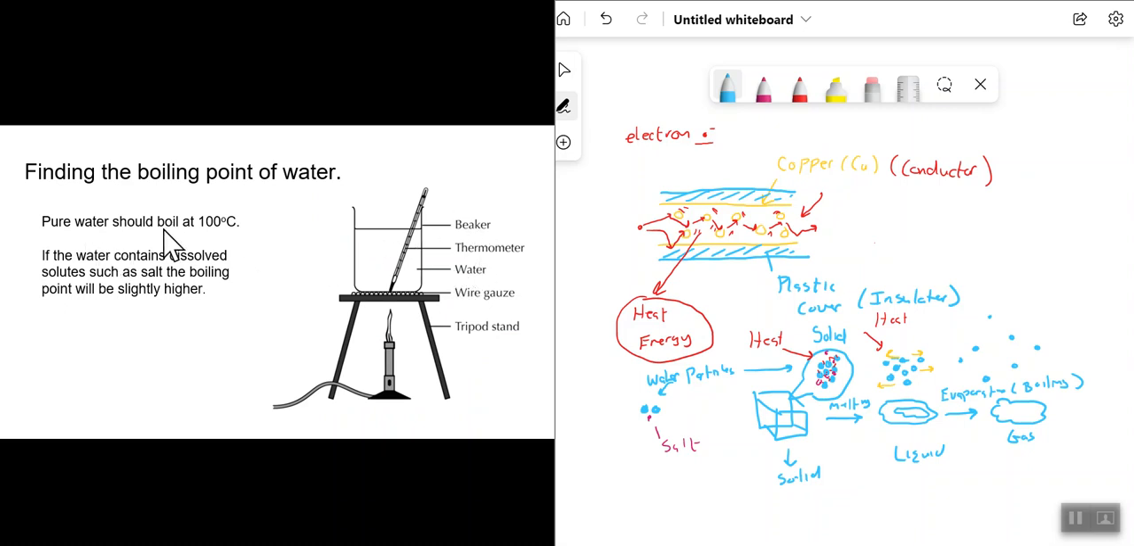Pure water should boil at 100 degrees Celsius. If it's not boiling at 100 degrees Celsius, if it's lower, that might indicate that there are some impurities in your solution. If the water contains dissolved solutes such as salt, the boiling point will be slightly higher.